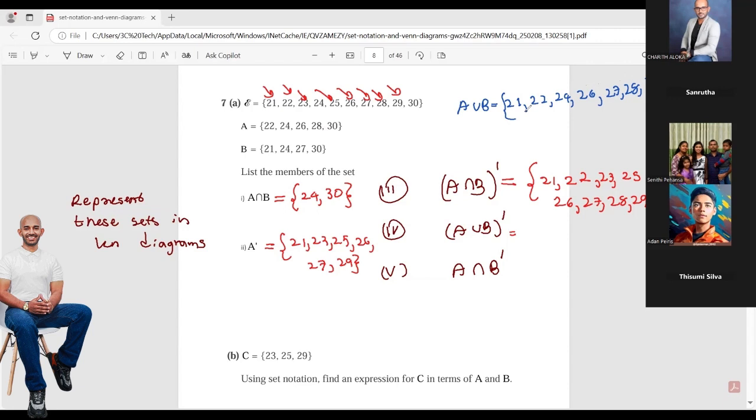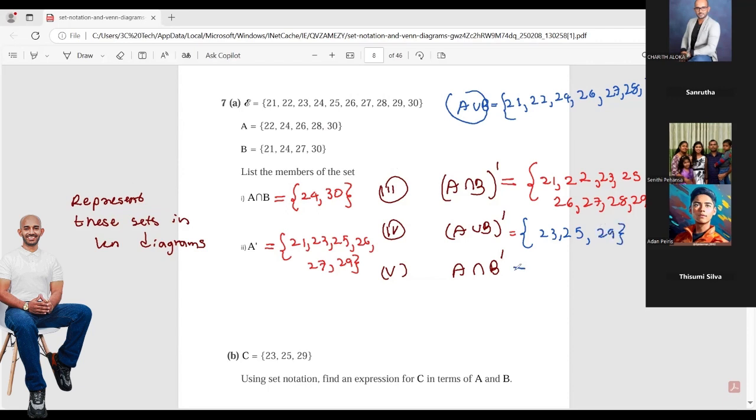Okay, Putta. Can you tell me, what are the elements which are not in A union B? When you look at this universal set, what are the elements that you can find? 23, 25, and 29. Okay, good. Right. A union B complement is 23, 25, 29. Very superb.